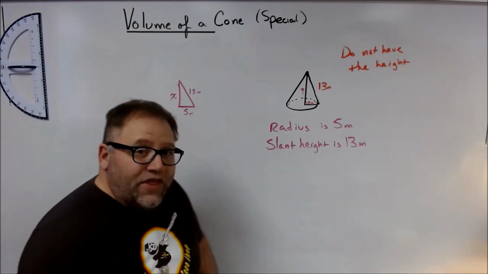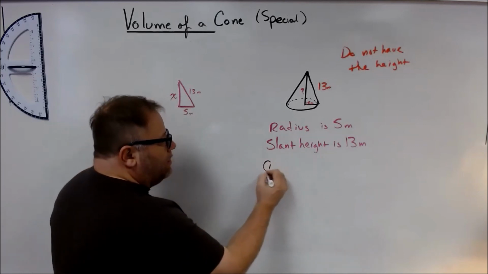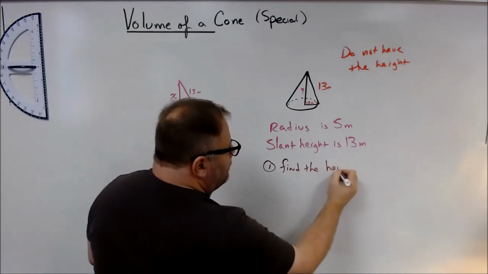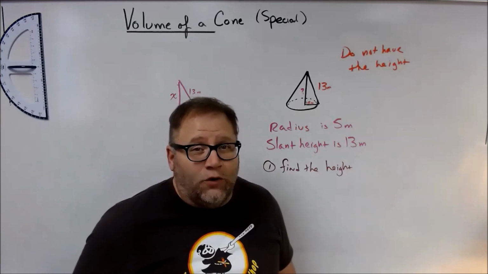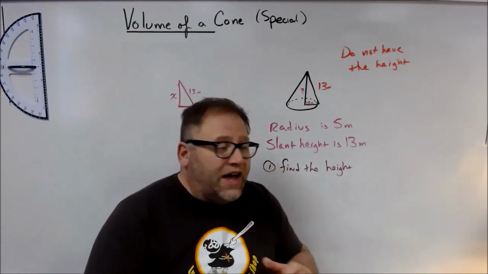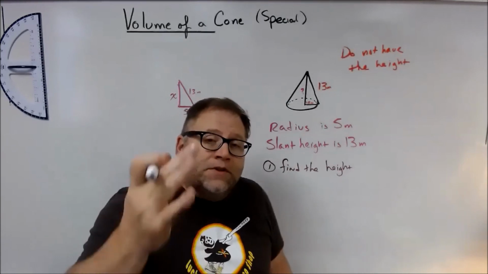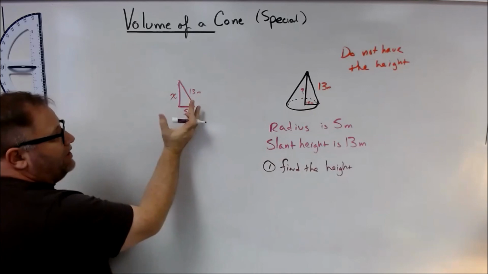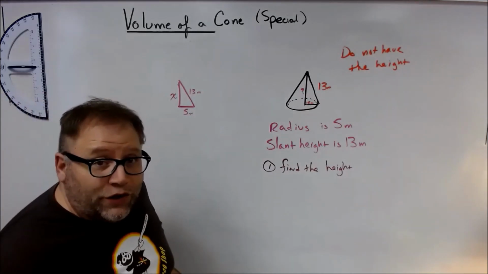Then, number one, we've got to find the height. Before we even consider getting that volume formula out, we've got to know what the height is. Otherwise, we don't have the values that we need for that formula. So let's find the height. We take that right triangle out of there. We've got a right triangle. We're talking about the Pythagorean theorem now.